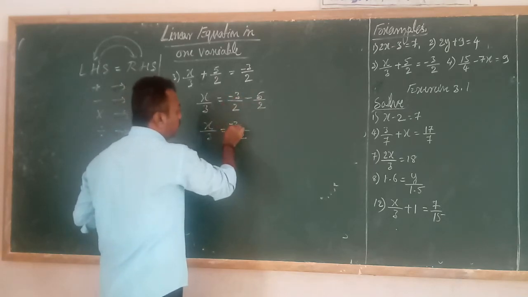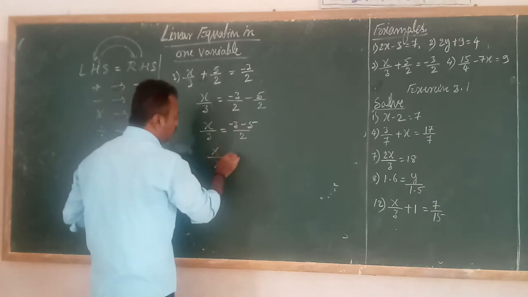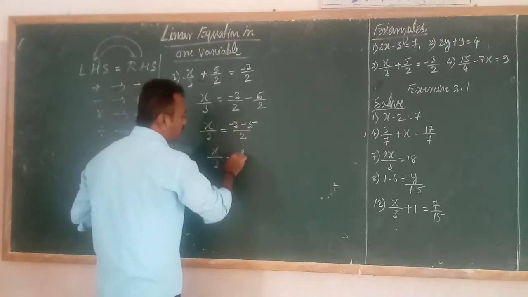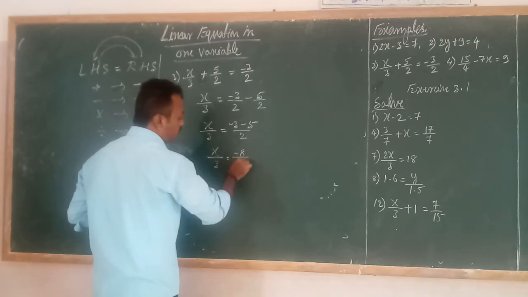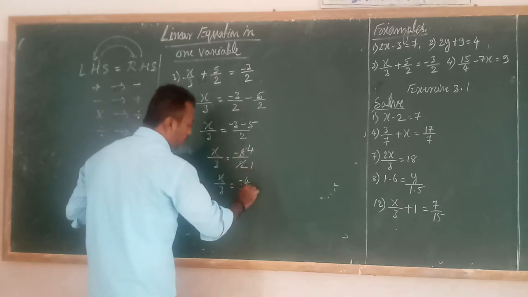So what remains? Minus 3, here minus 5. So now x by 3 is equal to minus 3 and minus 5, which becomes minus 8, divided by 2. So 2 ones are 2, 2 fours are 8. So x by 3 is equal to, remaining is minus 4 by 1.